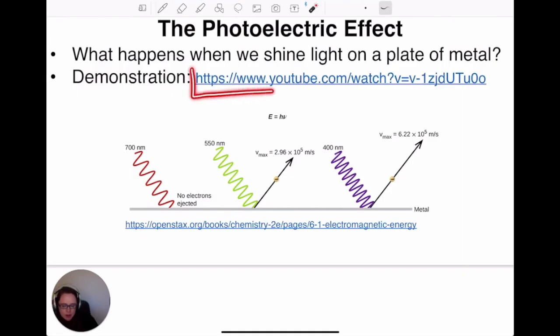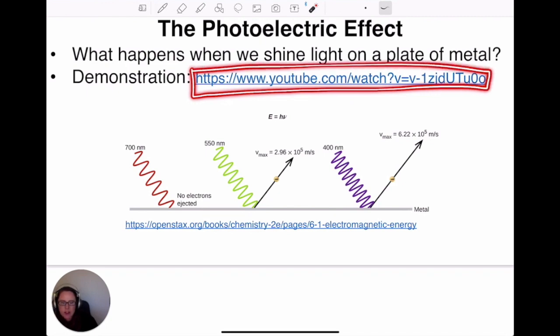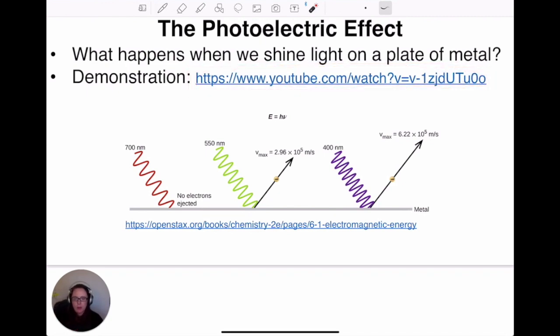Okay, so what the demonstration in this video showed you, and I'll include a link to it online as well, is that if we take light of a certain energy, we can make electrons move. So if we take visible light and shine it onto a piece of metal, nothing happens. If we start taking higher frequency or lower wavelength light, then we can see that electrons will move, or we can charge or discharge a piece of metal.